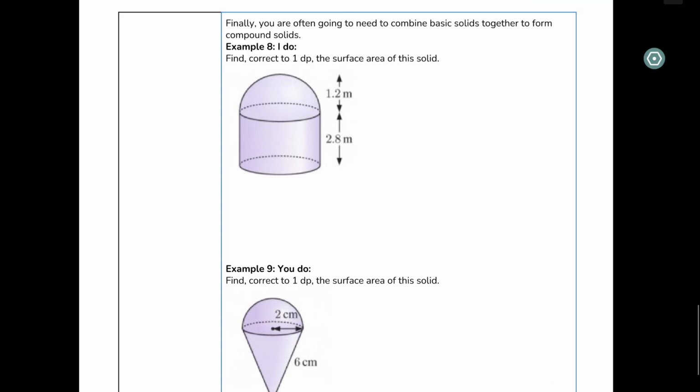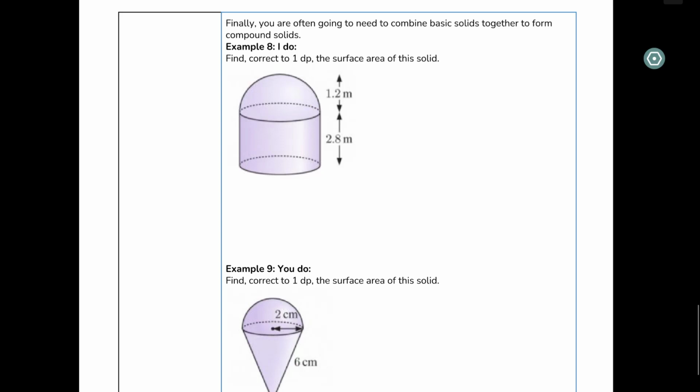All right, so last example. Finally, you are often going to need to combine basic solids together to form what we call compound solids, and then you're going to be able to answer a lot of questions regarding these things. So with this question, it looks like we've got a kind of silo shape, a cylinder with a hemisphere on top of it, and we want to find the surface area of this solid.